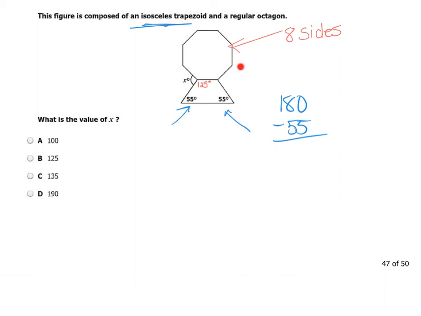Let's move to the octagon. Octagon has 8 sides, so we're going to find out what all the angles add up to, and then we're going to find one. So one angle in the octagon is 135, so this angle right here is 135 degrees.